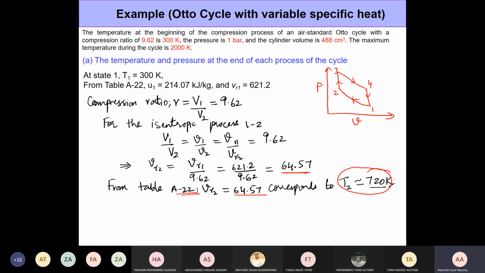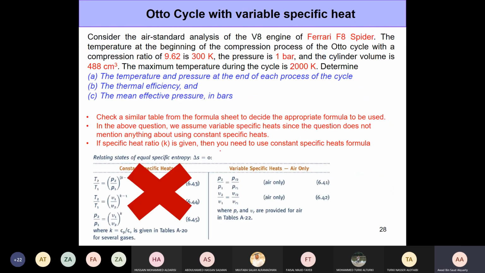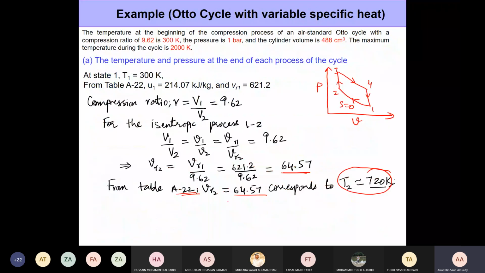You have to make use of the fact that the process from 1 to 2 is an isentropic process, and of course make use of the variable specific heat. How do we get that? These formulas are given in your formula sheet. For variable specific heats, the ratios of specific volumes are equal to the ratios of relative specific volumes. So that's how you make use of it. That's T2 obtained.